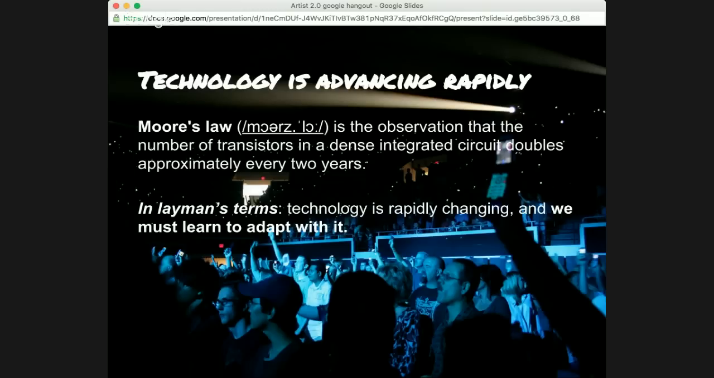So what do I mean by that? Technology is advancing rapidly. You ever heard of Moore's Law? It says the observation that the number of transistors in a dense integrated circuit doubles approximately every 2 years. So in simpler terms, technology is changing really, really fast, and we've got to adapt to it. So you've seen how the cell phone has changed exponentially since 2005, since 2000, since 1996, who knows? It has changed so fast that it has gone from a simple flip phone with buttons to becoming a small computer in your hands with the ability to do anything and everything you ever could have done on your computer.